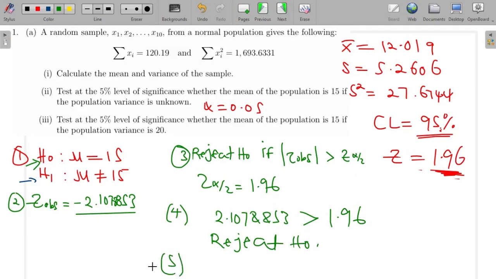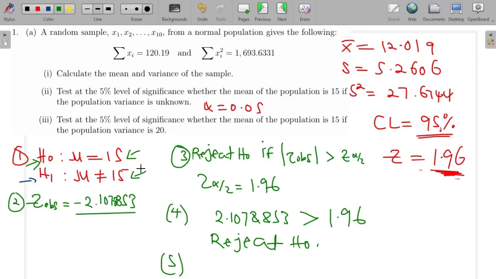Here on number 5, we are going to say at the 5% level of significance, with the assumption that the population variance is known to be 20, the data shows significant evidence that the mean differs from 15. We are rejecting the statement that the mean is equal to 15, meaning we are supporting the alternative hypothesis. So at the 5% level of significance, the population mean differs significantly from 15.